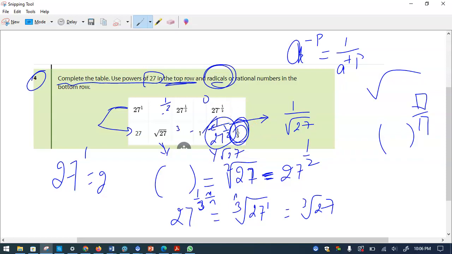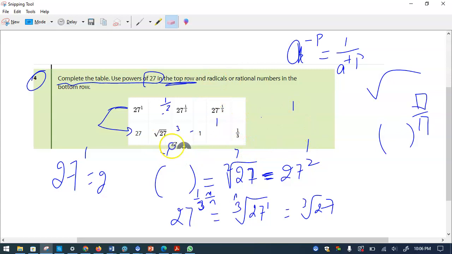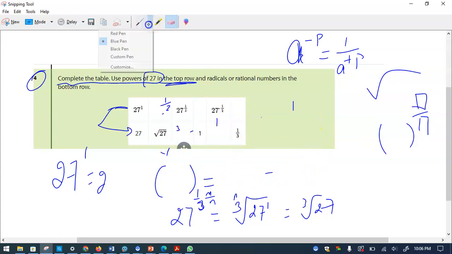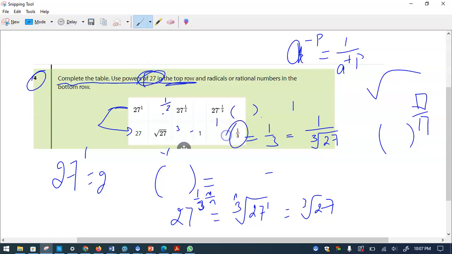That means, let me write it nicely. So this is 1/3, right? So that means it is raised to 1 over cube root. Basically, it means it is cube root of 27, because we need to write 27 here, right? So the question is to put 27. So 1/3 is the same as cube root of 27, which can be written as 27 raised to 1 over 3.